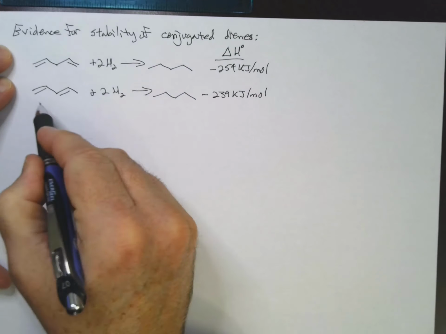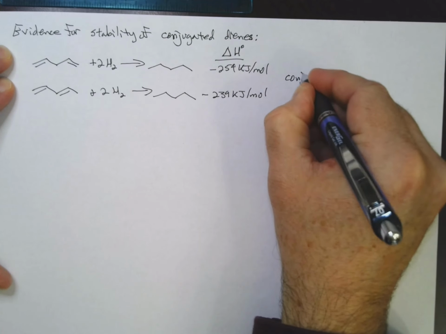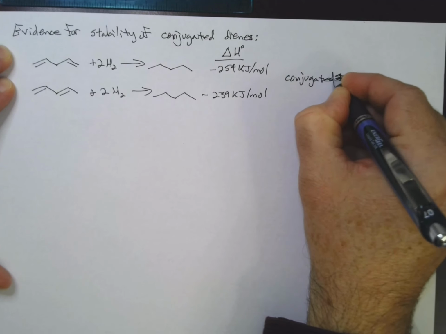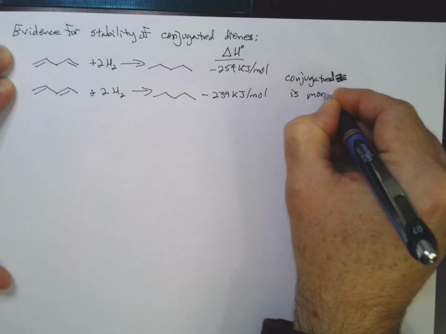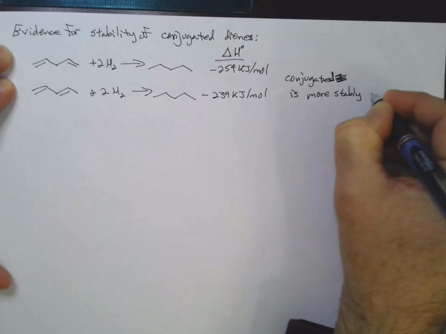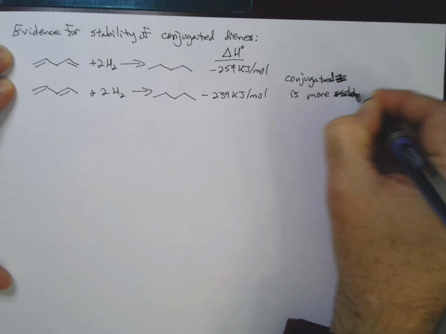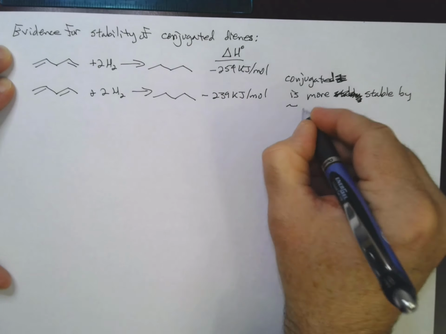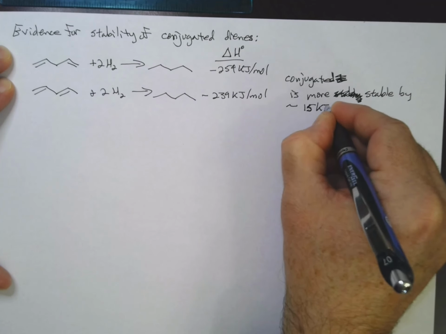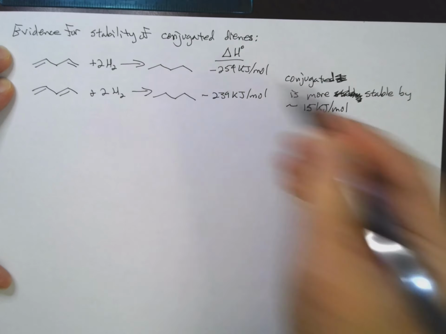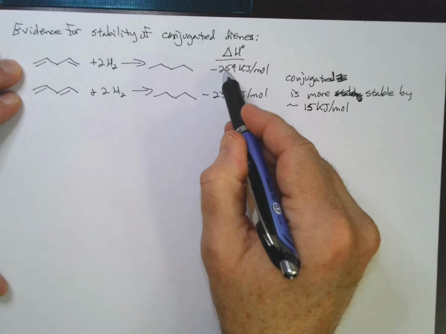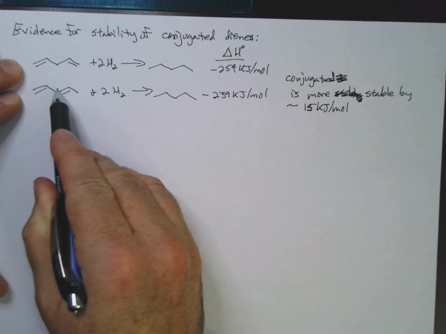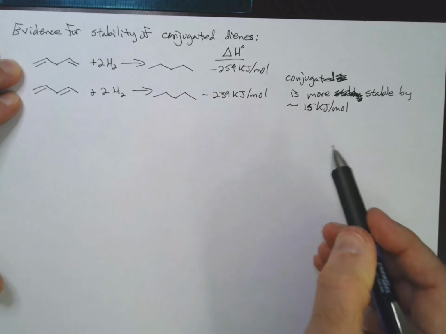So that means that our conjugated species is more stable by approximately 15 kilojoules per mole. That's the difference. So if we looked at an energy level diagram, this species is higher than this one because it releases more energy to get to the same place.